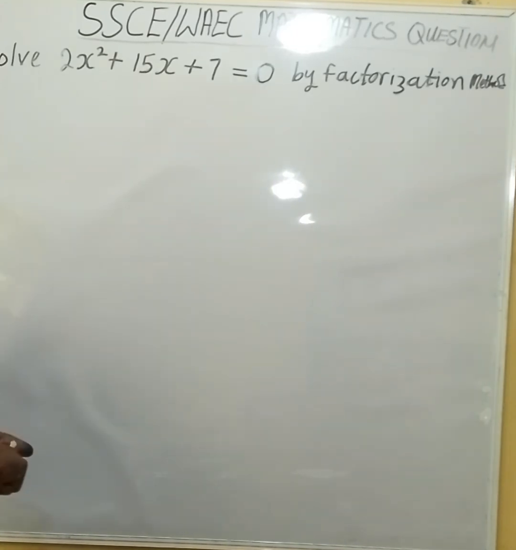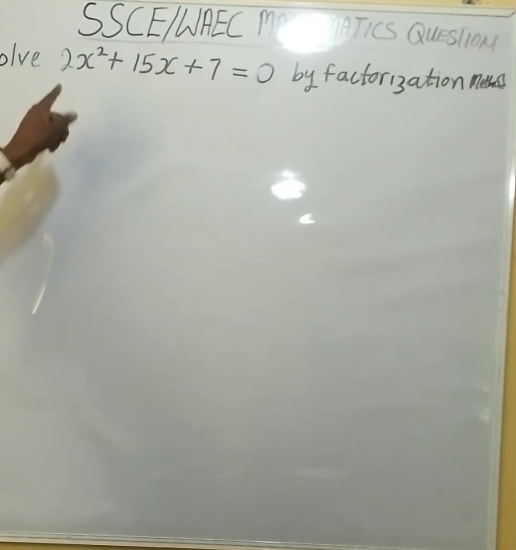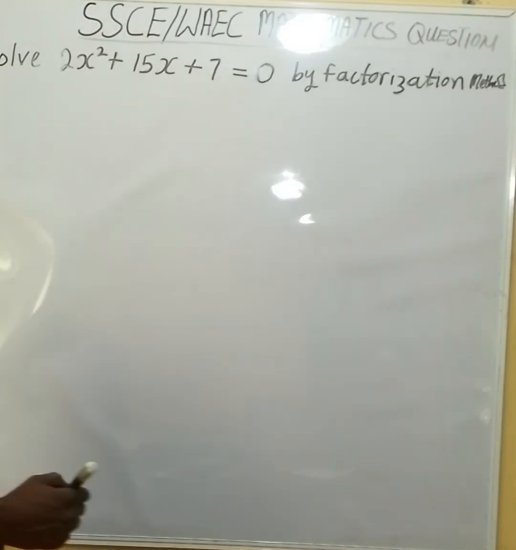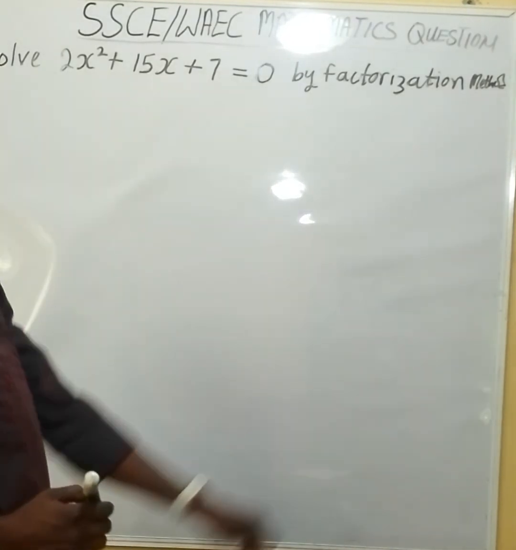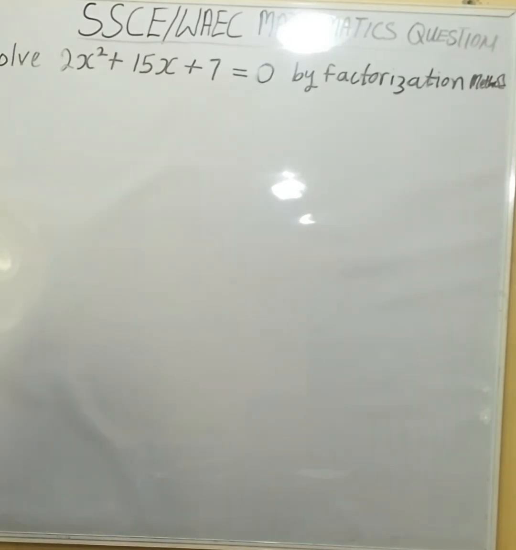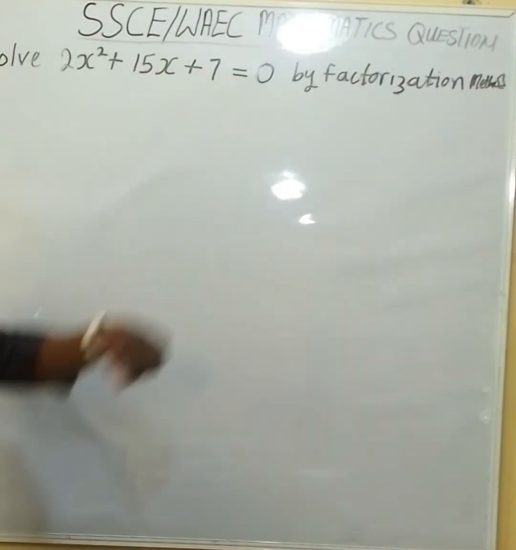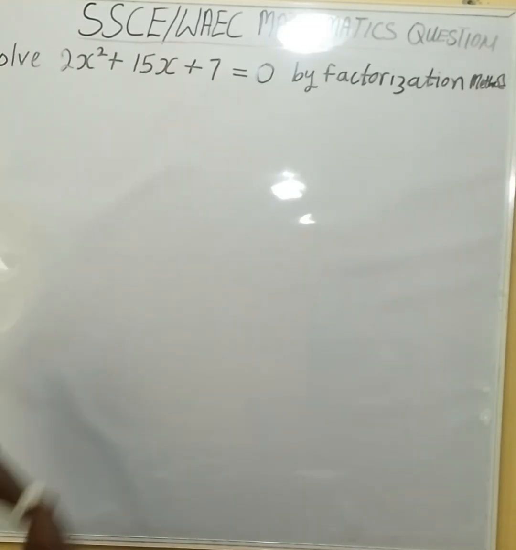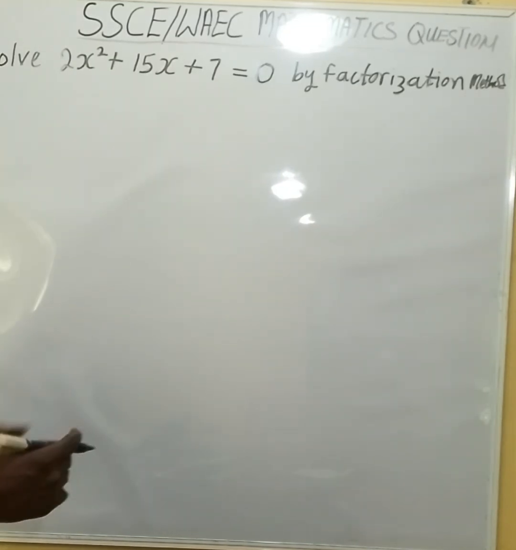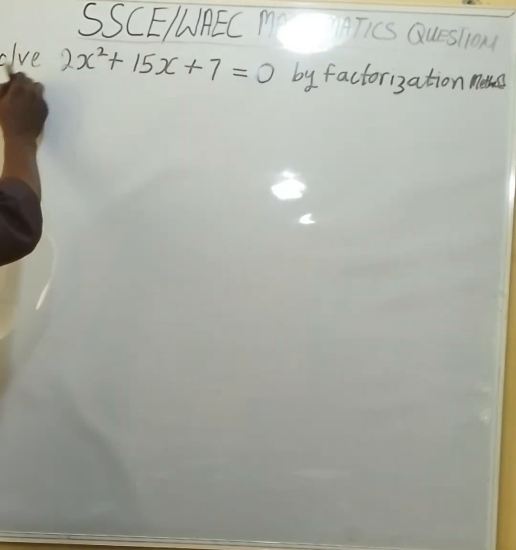This morning we are going to solve this WAEC mathematics question. The question says solve 2x squared plus 15x plus 7 equals 0. So we are asked to use the factorization method. And don't forget, in our next clip we will also solve it by the quadratic method and the completing the square method. So let's start. Solution.